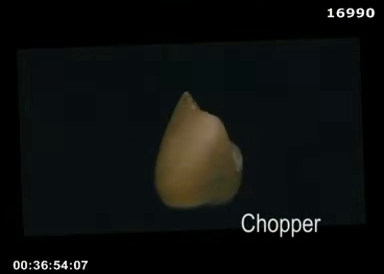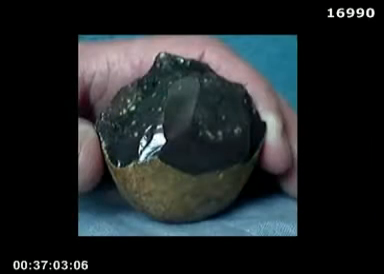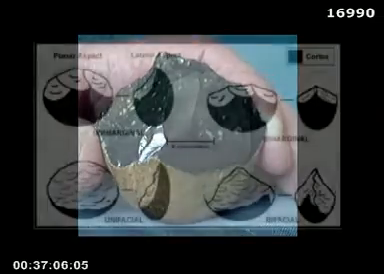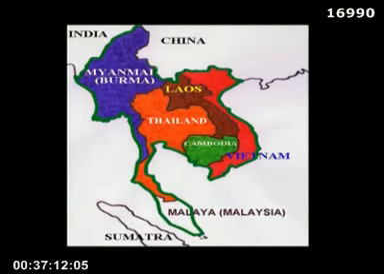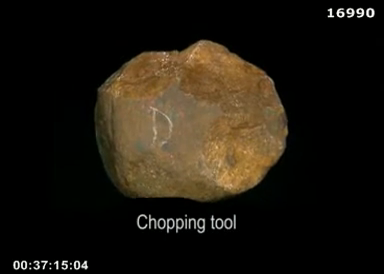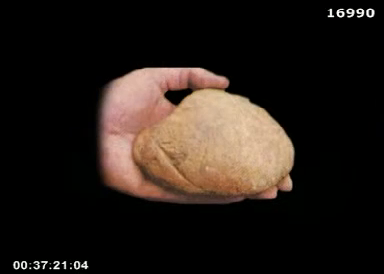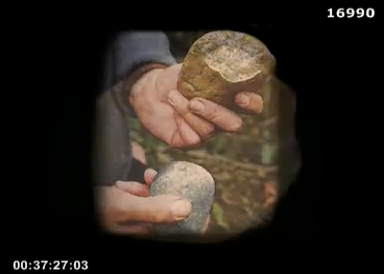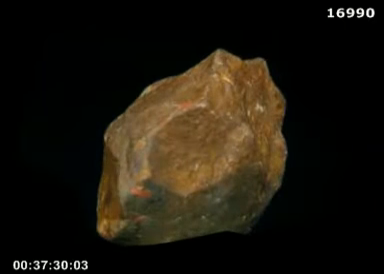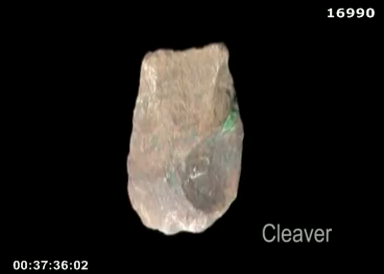The second tool type is chopper. A chopper is a unifacial tool made generally of a suitable pebble by flaking on one side only. It is a characteristic tool type of the Soan culture in Punjab and other cultures in mainland Southeast Asia. The third type is chopping tool. A chopping tool is made on a core or split pebble by flaking alternately from both the surfaces, resulting in a zigzag cutting edge.